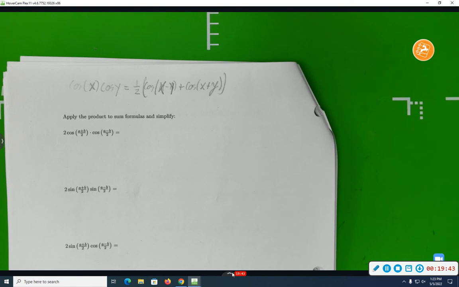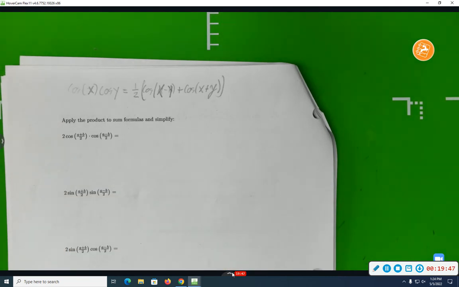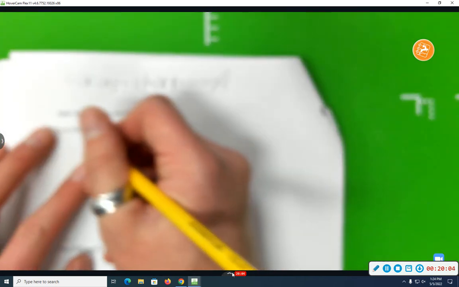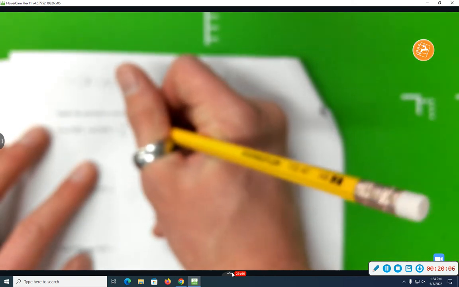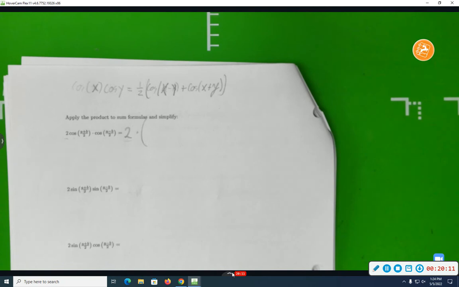Let's use it to compute 2 times the cosine of a plus b over 2 times the cosine of a minus b over 2. And again, that seems like a really random thing to want to compute, but we'll see why that's a useful thing as soon as we've done it. So let's do that. This 2 I'll just carry along as a 2. This 2 is the same as that 2.